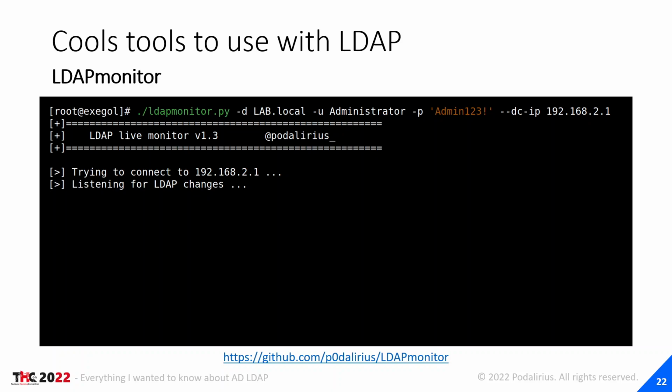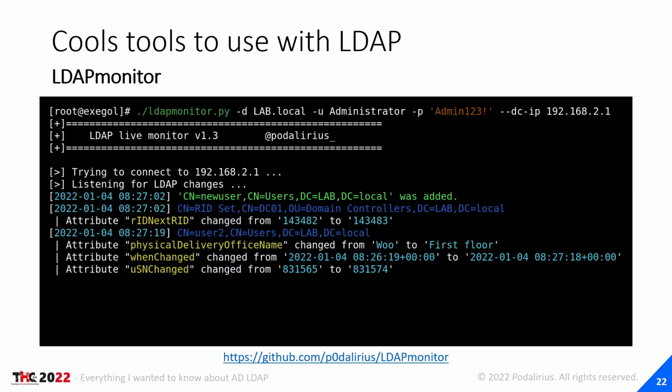When you are starting LDAP Monitor, you will see a listening for LDAP changes, and then after a few moments, if something changes in the LDAP, you will see it in the logs directly with the timestamp. Here we can see that a new user was created, so LDAP Monitor will not bother you with every attribute of this user because it would dump the whole object and it would be extremely verbose. So it will just say that this user was created.